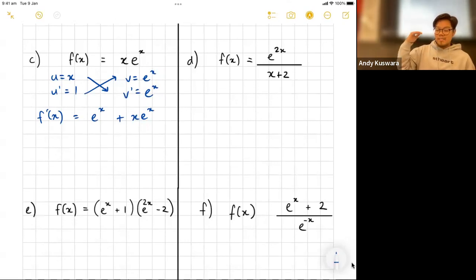If you've got a fraction and there's a function on the top and a function on the bottom, guess what? We're going to use the quotient rule. So u is going to be your numerator, e to the 2x, and your v is going to equal x plus 2.